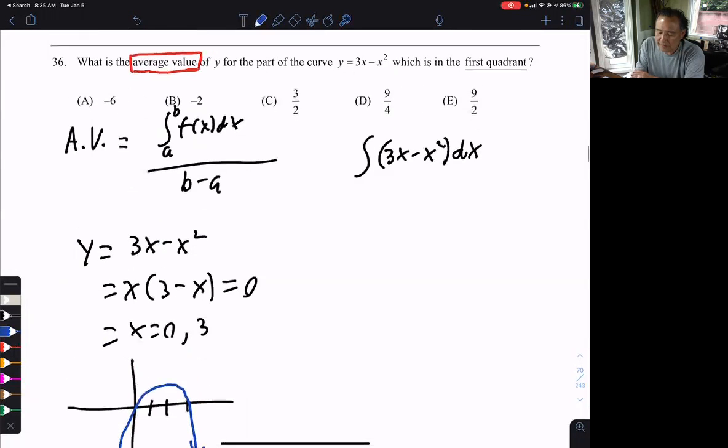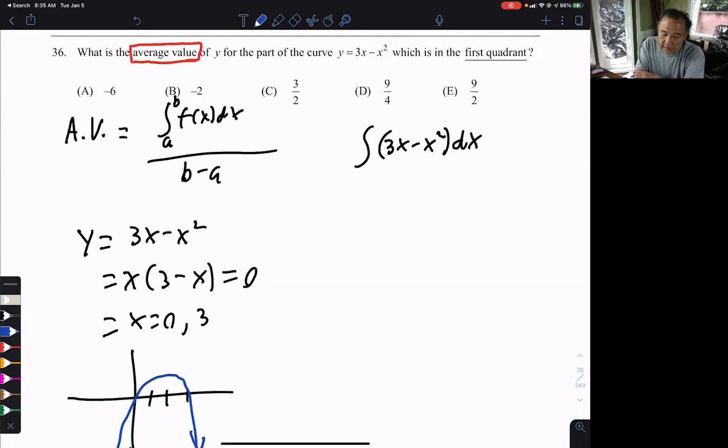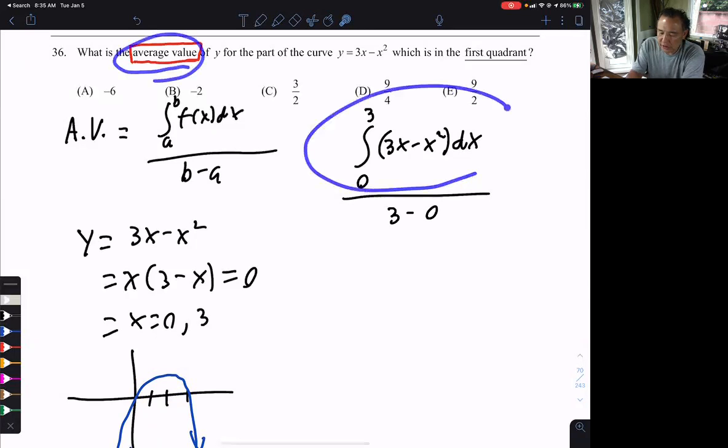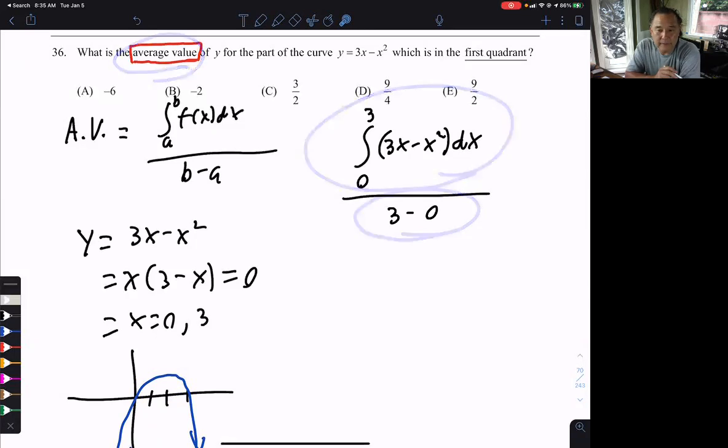So they want the average value of the points in the first quadrant. So they want the average value from there to there. So now you know it's going to be from 0 to 3. 0 to 3, then you divide by 3 minus 0. So multiple topics, knowing how to find the average value. Integrate, divide by the width.